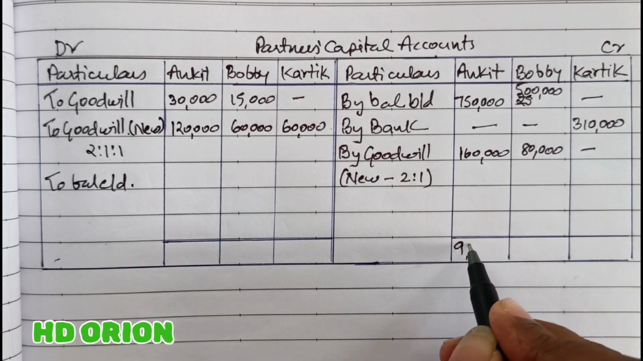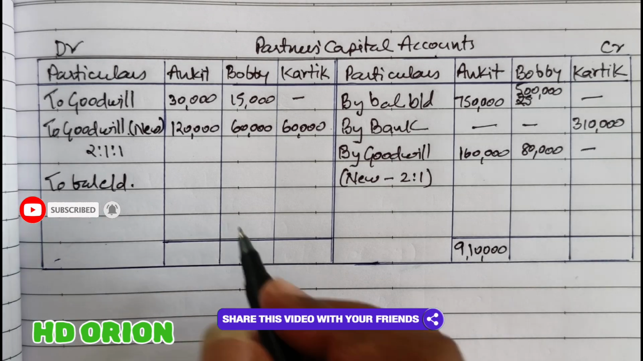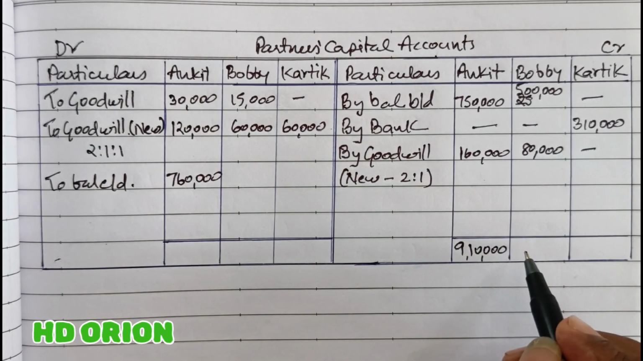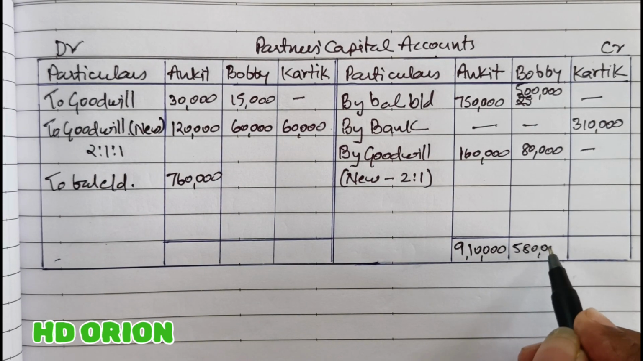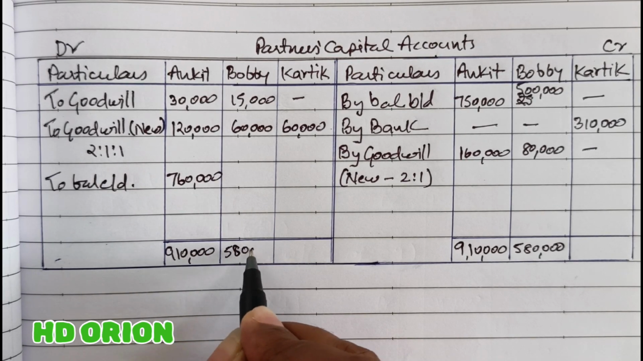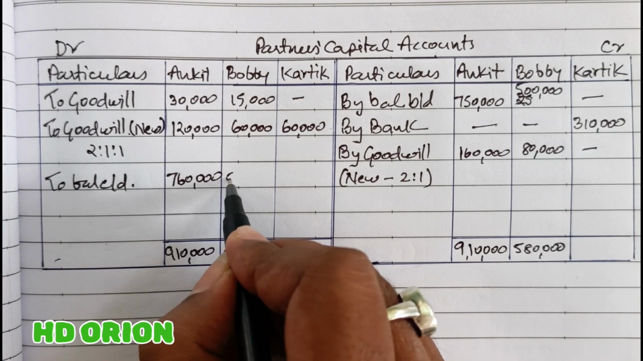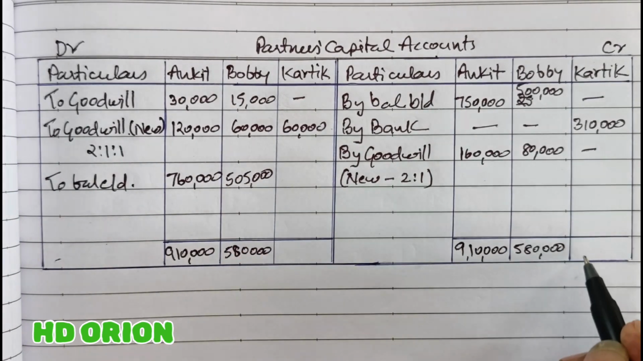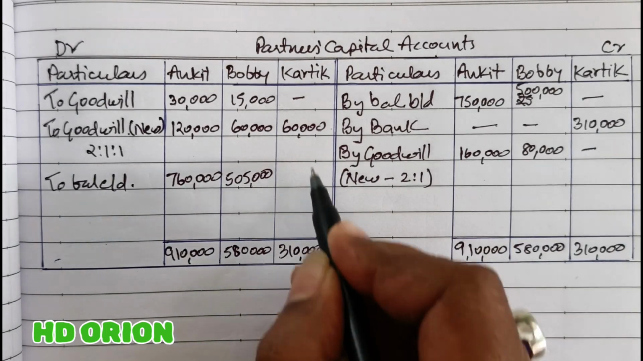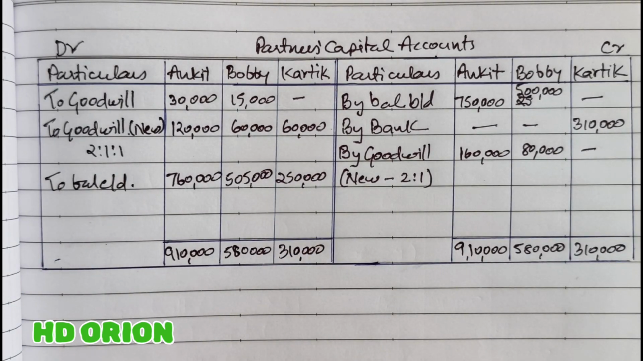So here grand total is 9,10,000 minus 1,50,000, so it is 7,60,000 as the closing balance for Ankit. And for Bobby, it is 5,80,000. To make it 5,80,000, we will subtract 75,000 here, and it will be 5,05,000. And here it is 3,10,000 minus his portion of goodwill brought by the new partner, 60,000. So it is 2,50,000. So this is how the capital account is to be prepared.